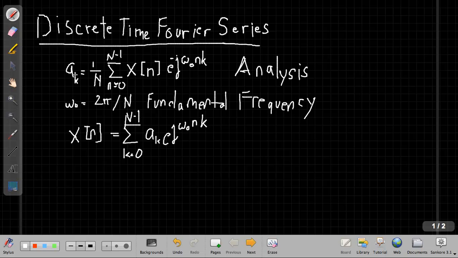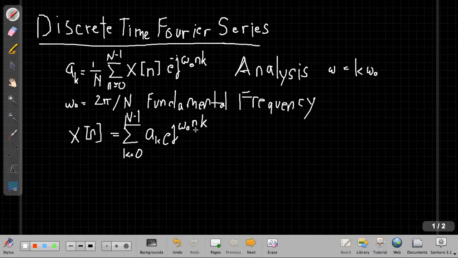In this top equation here, k is a parameter and I'm summing over n. So this is for a given frequency, right? The frequency of the kth component is k times the fundamental. So these are sometimes called harmonics. I've got multiples of the fundamental here. Whereas in this equation, n is the parameter.